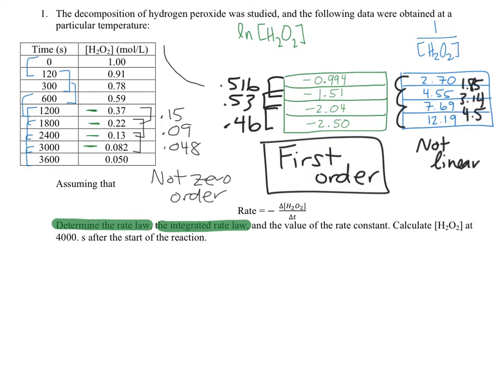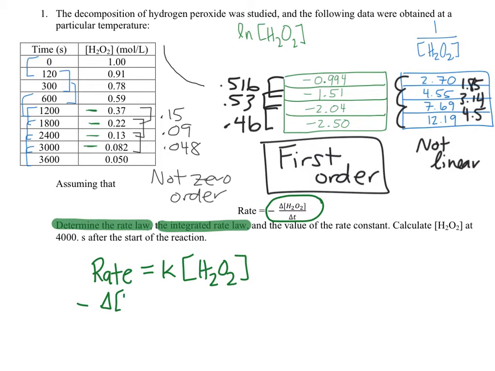For this, since it's first order, we can write rate equals k times the hydrogen peroxide concentration in molarity. You can also write the rate the way they have in the stem of the question, in the differentiated form: negative change of concentration over change of time equals k times concentration.